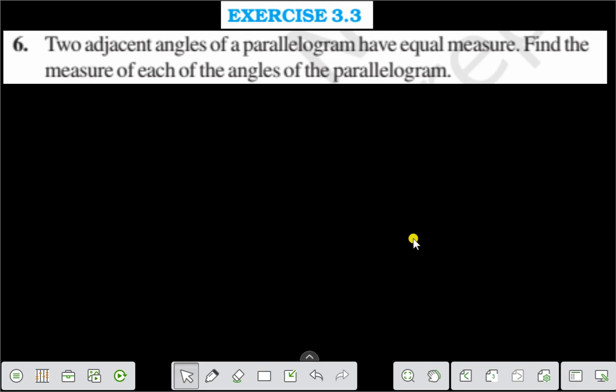Hello everyone. Today we shall discuss exercise 3.3 question number 6. Two adjacent angles of a parallelogram have equal measure. Find the measure of each of the angles of the parallelogram.